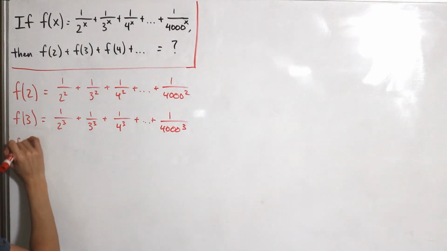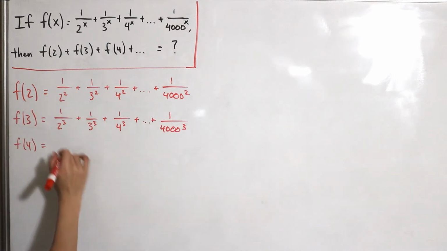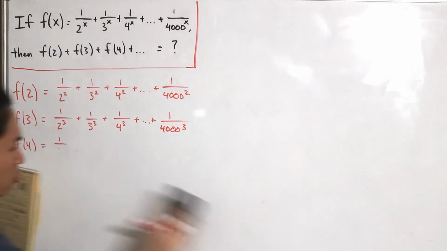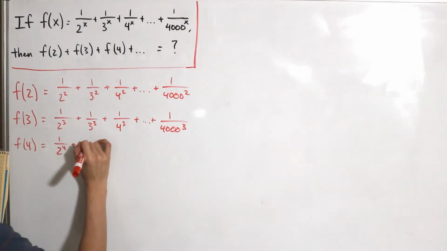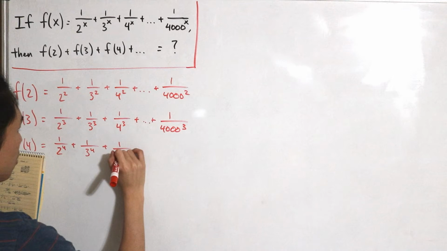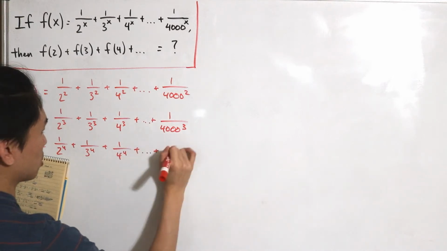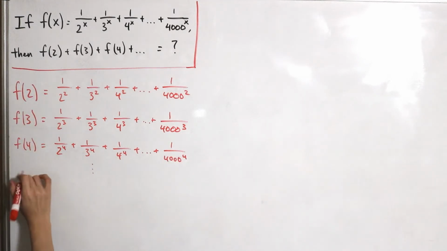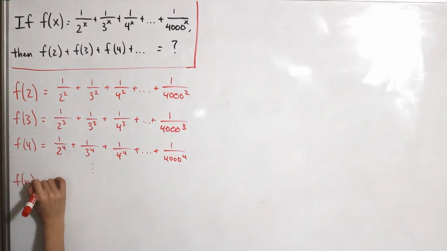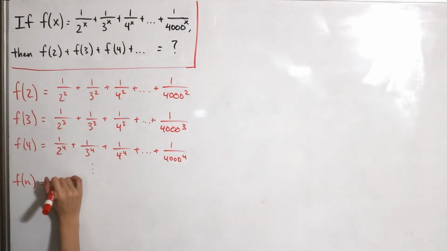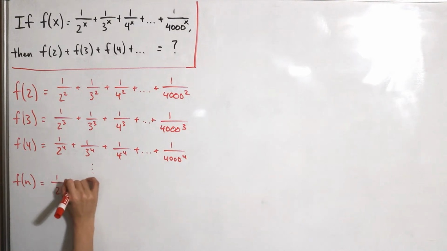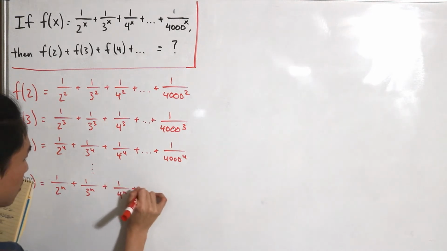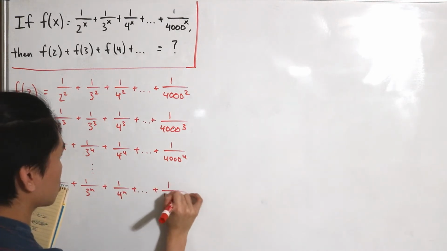Let's try one more number, and then I'll skip all the way to the nth term. So that's 1 divided by 2 to the power 4, added to 3 to the power 4, added to 4 to the power 4, then all the way up to 1 divided by 4,000 to the power 4. If we keep going, then for some nth number, f of n is the same function, but just plugging in n instead: 1 divided by 2 to the power n plus 1 divided by 3 to the power n, plus 1 divided by 4 to the power n, and we stop at 1 divided by 4,000 to the power n.